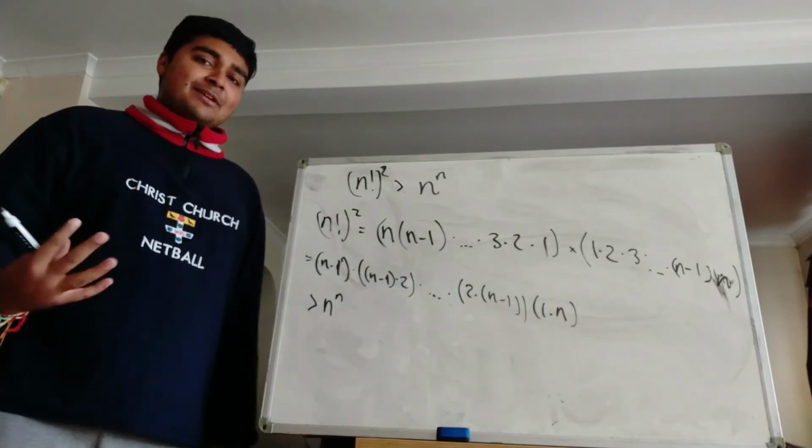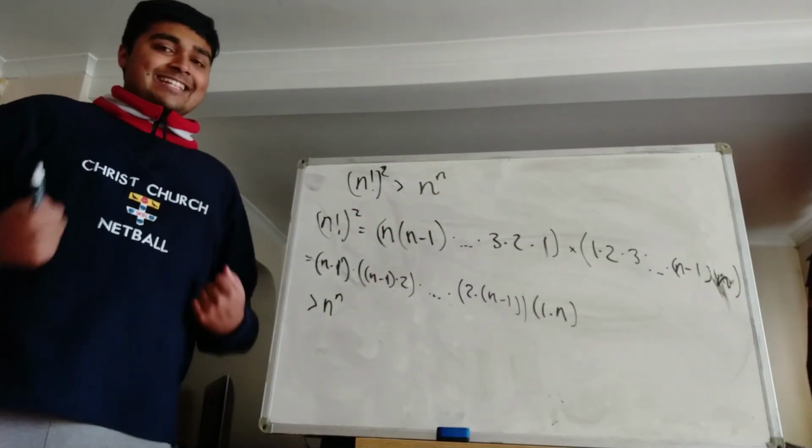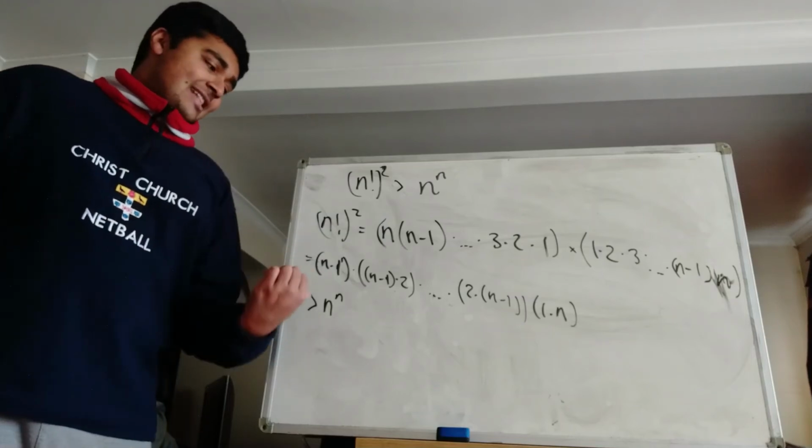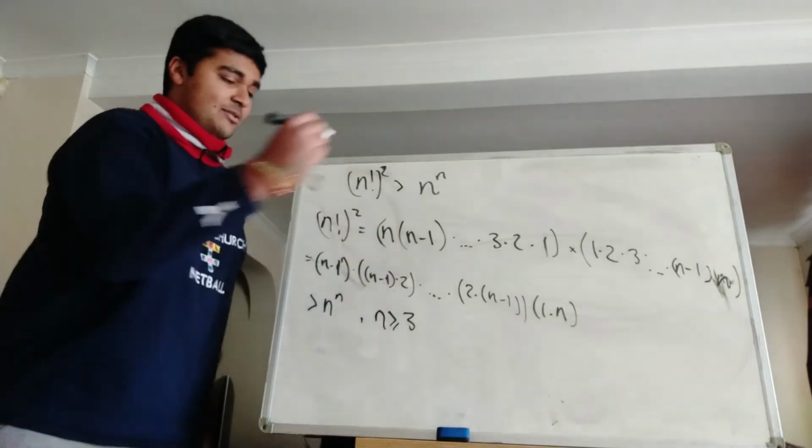But then for any n bigger than that, all these guys here are going to be strictly bigger than n, and hence we get this guy here is bigger than n to the n, and that's for n being bigger than or equal to 3.